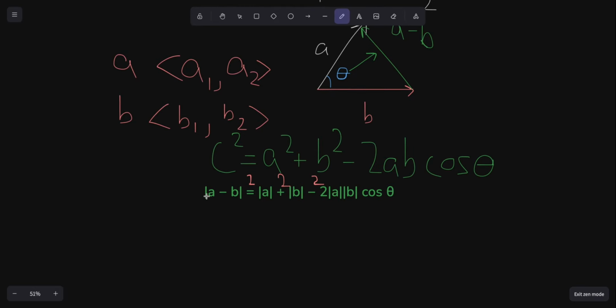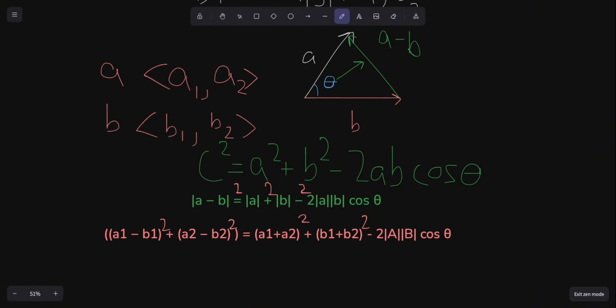All right. So a minus b squared, the magnitude of a minus b squared. Well, what's a minus b? That's just a1 minus b1 and a2 minus b2, essentially squared, right? So I'm just going to write that out. So I've just broken everything down into its components.